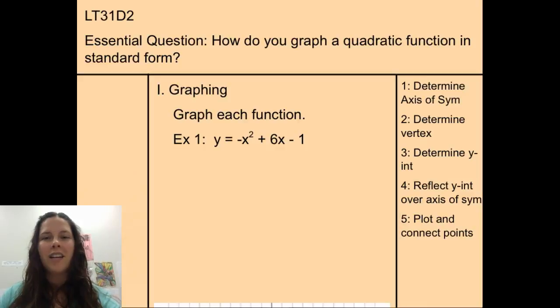Yesterday we learned how to find the axis of symmetry, vertex, and y-intercept for a graph in standard form. Today we're going to put everything together and get it on a graph.